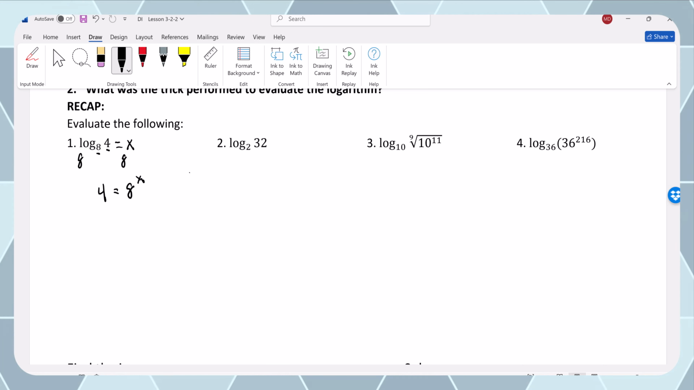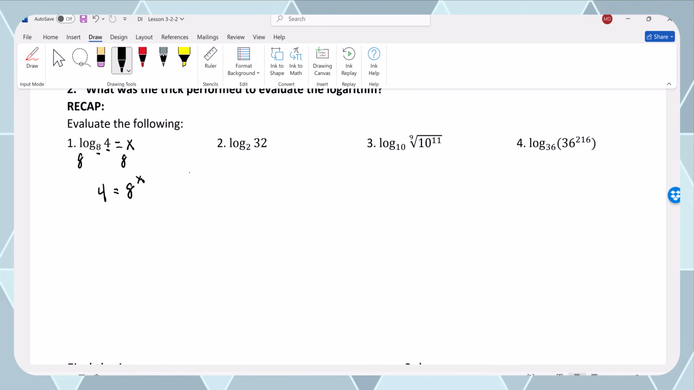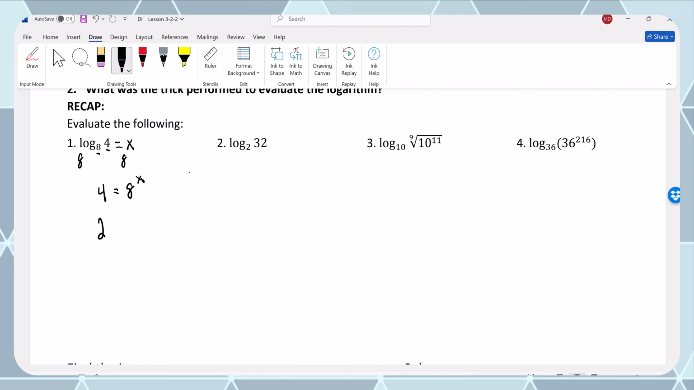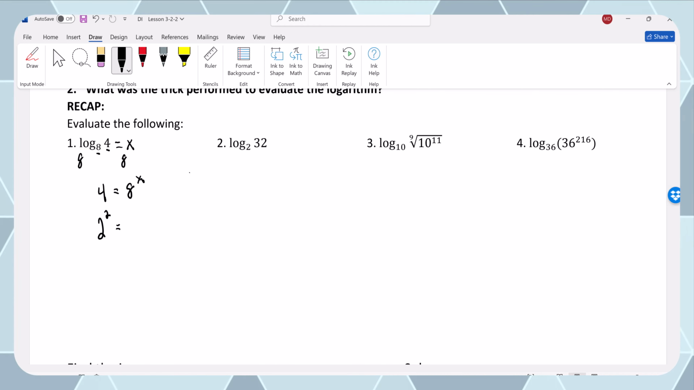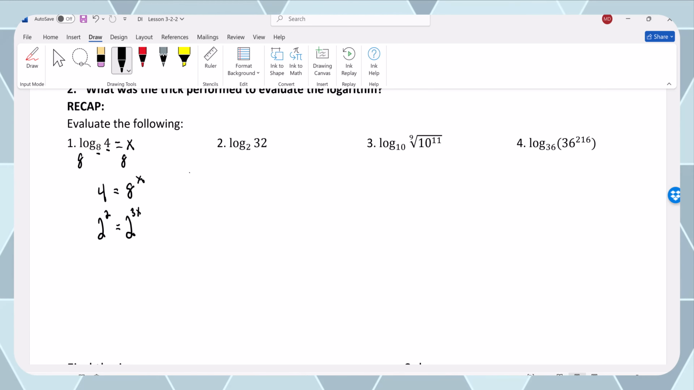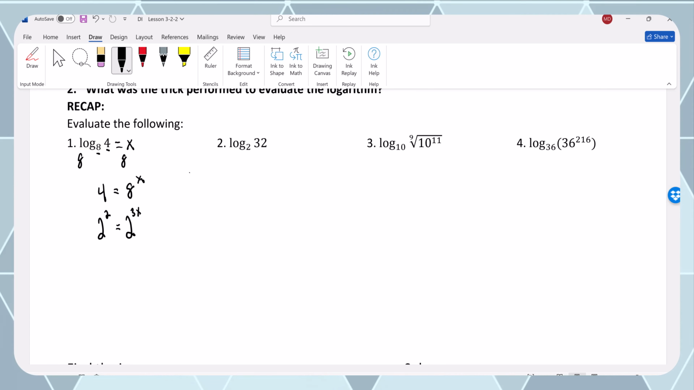Now that it's an exponential equation, the question is, how do I make the bases the same? Because if the bases are the same and it's an exponential equation, the exponents equal each other. We can assume that they equal each other. So I can rewrite 4 as 2 squared. I can rewrite 8 as 2 to the third, and then the x still needs to be there.